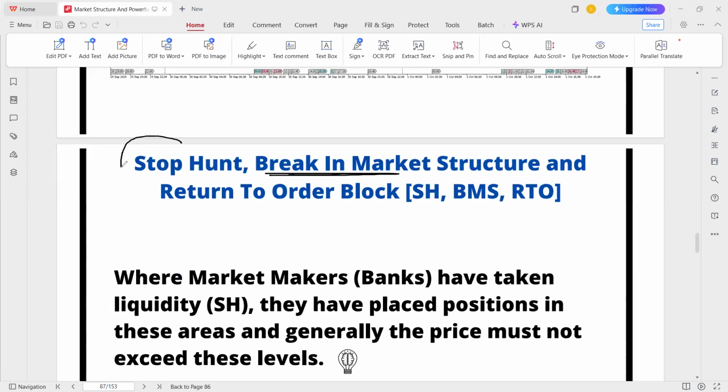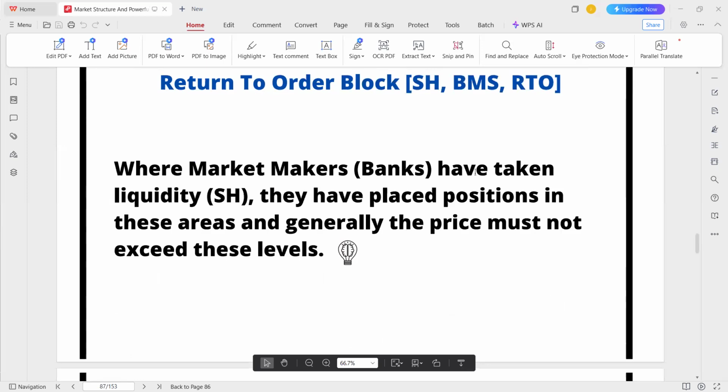So not to confuse you guys, this stop hunt thing confuses a lot of people. To make everything simple, a stop hunt, a liquidity sweep and Turtle Soup are just one and the same thing. Please do not get confused by these terms. All right, so in this setup, where market makers or banks have taken liquidity, they have placed positions in these areas, and generally the price must not exceed these levels. All right, let's just continue.